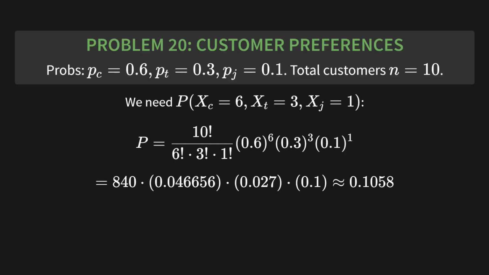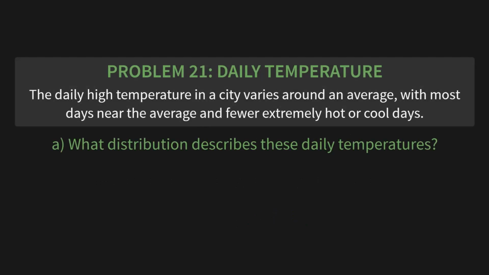The probabilities become about 0.046, then 0.027, and 0.1. Multiply it all out, and we get approximately 0.1058. Our final answer, 10.58%.